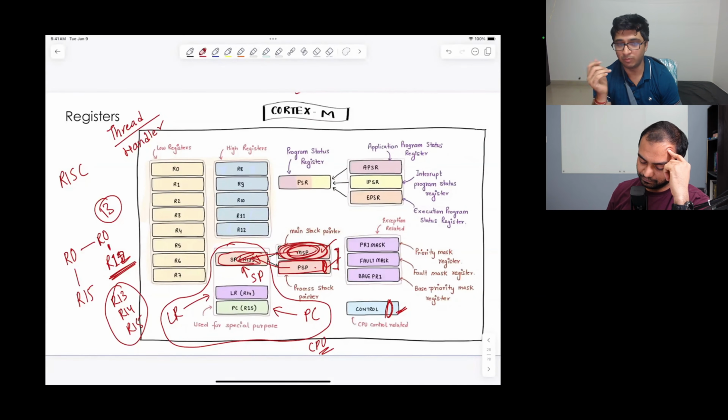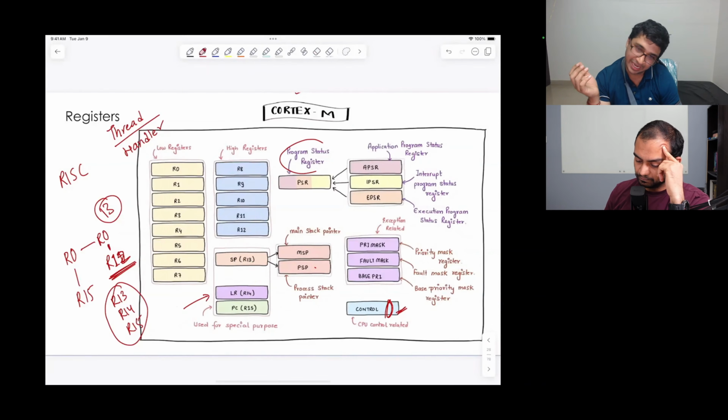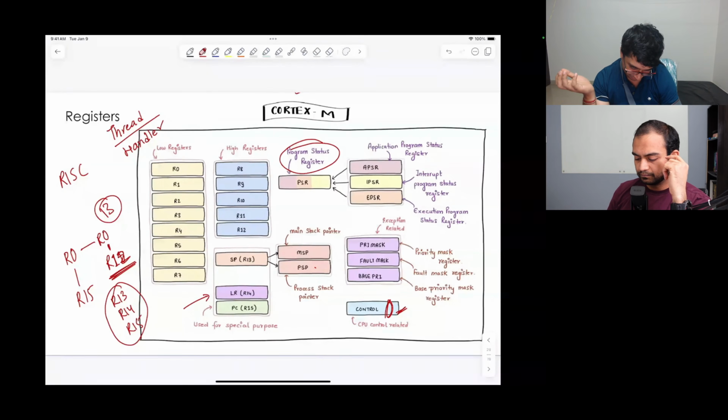Then we have something called the program status register, which basically records the state of the CPU at a certain point in time. What was the state of the ALU? What was the state of the interrupt registers? What it was trying to execute and everything. We will go into much more detail on this in the next video.